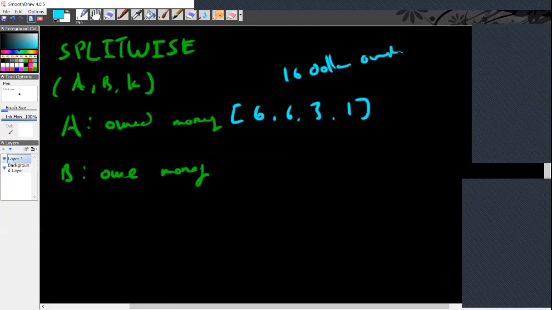Now, people who owe money, right? It can be the same amount of people. It can be more. It can be less, right? But the one thing that you're given as a guarantee is that, of course, the total amount of money owed is the same as the total of money that people owe. So, for example, it could be something like 5533, something like that.